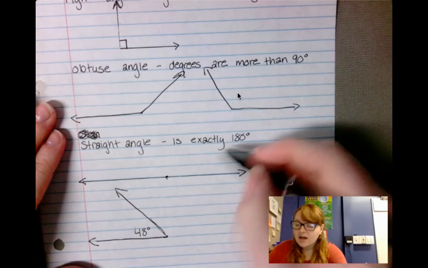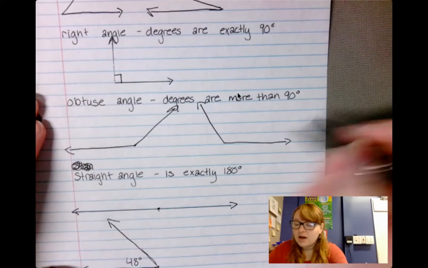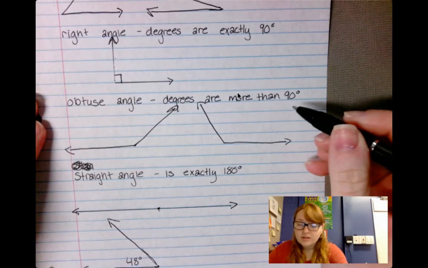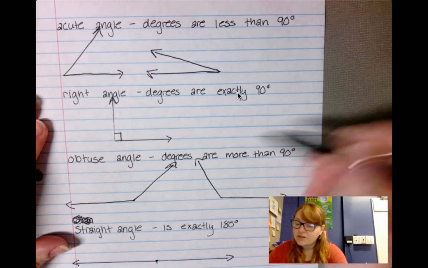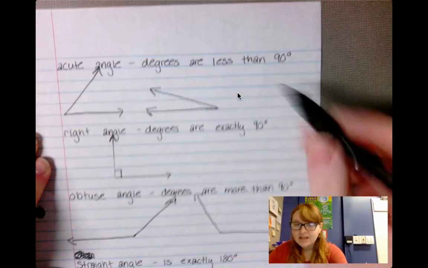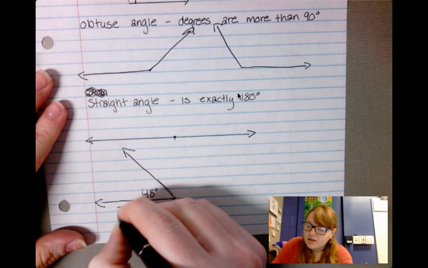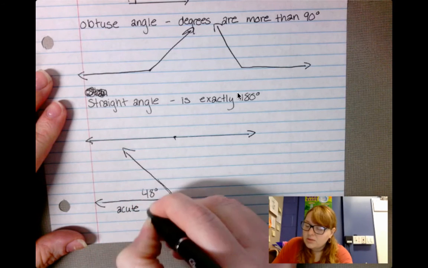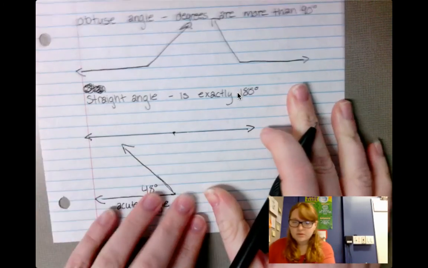Let's look back up at our terms. It's not a straight angle because it wasn't exactly 180 degrees. 48 is not greater than 90, so it's not an obtuse angle. It's not exactly 90 degrees, so it's not a right angle, but 48 is less than 90, making this down here an acute angle. So we're just going to label it acute angle. Okay, let's do another one of those.